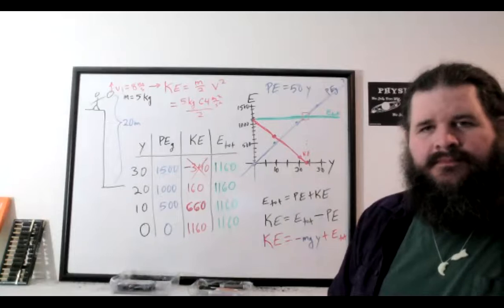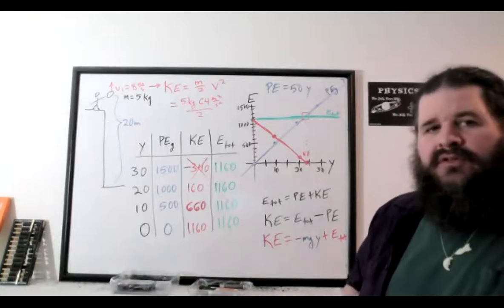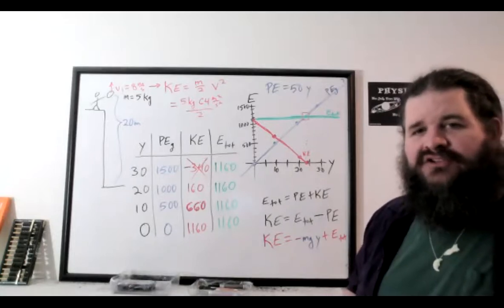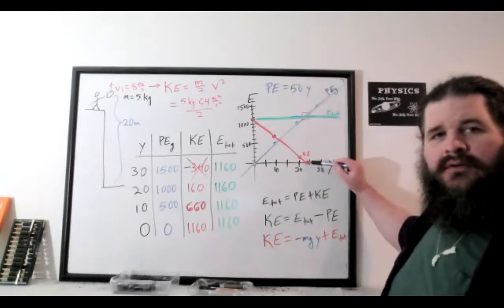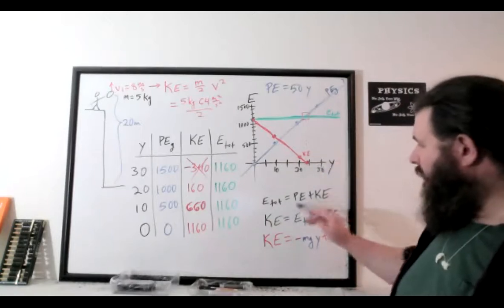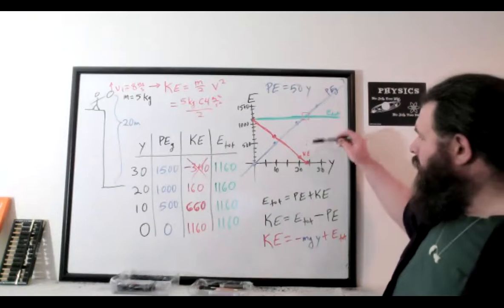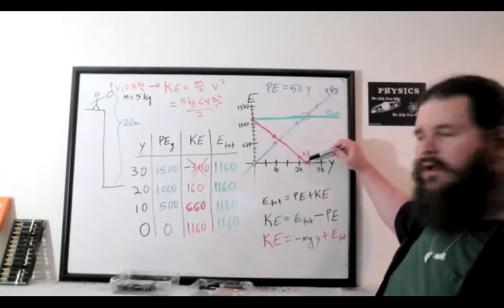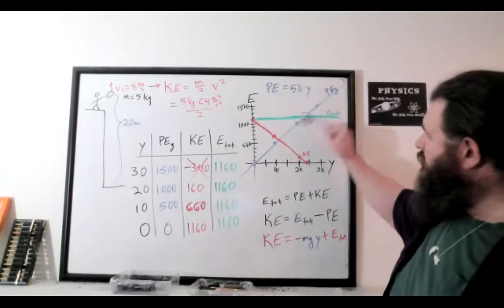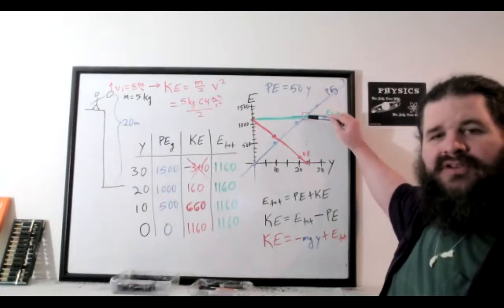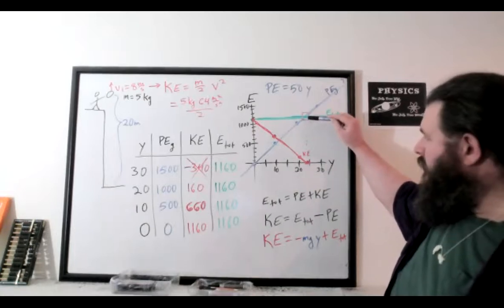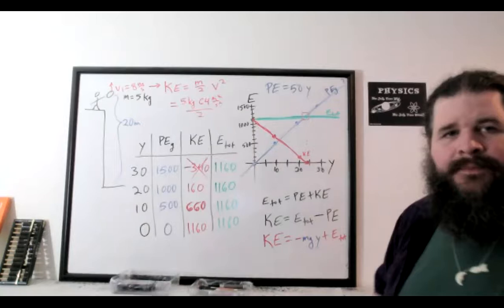And also an important thing to look for when you're doing a quick sketch: if you want to know a location where kinetic energy is 0, again assuming there's only 2 types of energy involved, look for a location where the potential energy graph crosses the E total graph. Because if potential energy equals E total at that point, then there's nothing left over for kinetic energy.